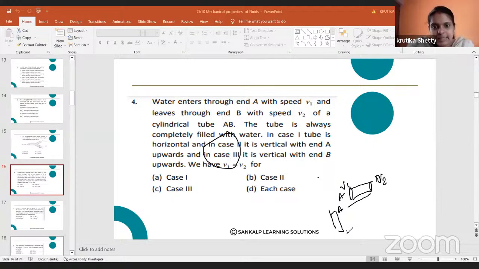And in case 3, B is at the top. So 3 cases they have given. The velocity at A is V1, the velocity at B is V2. In case 1 it is horizontal. In case 2, A is on the top. In case 3, B is on the top vertically. Then we have V1 is equal to V2 for which case? Can you guess? Case 1, case 2, case 3, case 4. Is it the same in all of them, or does it change in any case?